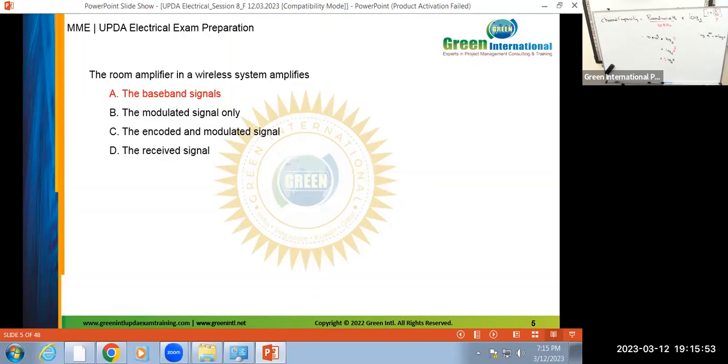The room amplifier in a wireless system. The amplifier, nothing but here in especially the network systems, we are using multiple amplifiers. So usually in the LAN connection we have to put a switch. We say the switch, router. There is a difference between the switch, router, all the elements. In general, we say network device. They put a small device. That device is using the baseband signal. They will convert that.